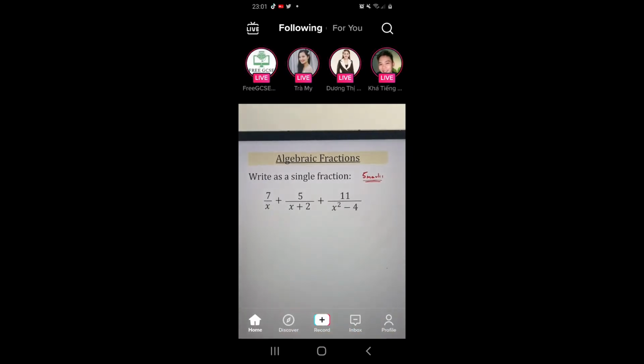So this question here is the most tricky. You're asked to add, and it's worth 5 marks. So in order to add fractions, you must have a common denominator. If you're adding or subtracting algebraic fractions, the same method applies.